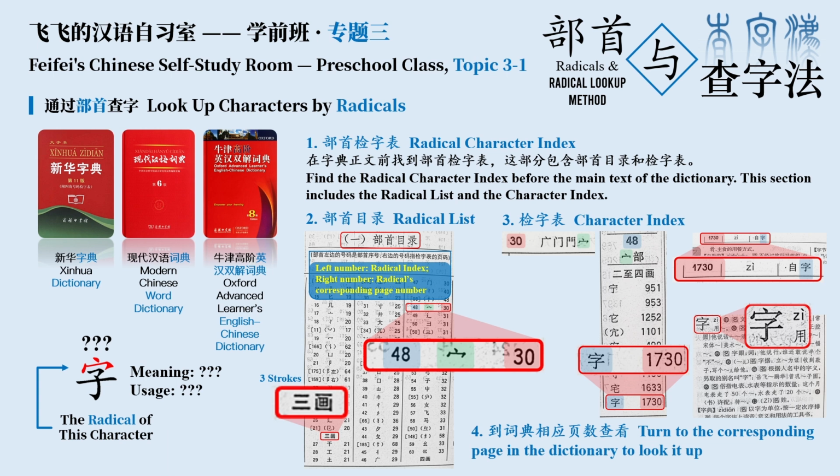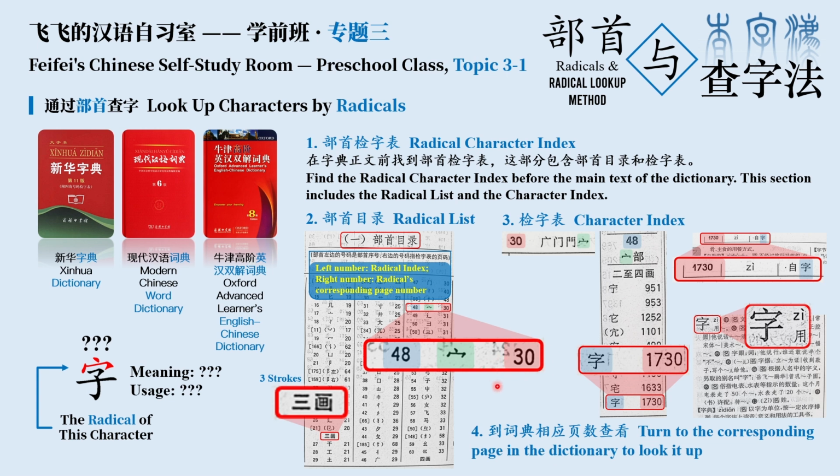After making this basic judgment, first, we find the radical character index before the main text of the dictionary. This section includes the radical list and the character index. Step 2. Locate radicals with 3 strokes in the radical list, here. And find the 宝盖头 radical, here. Upon checking, the serial number of this radical is 48, and its page number in the character index part is page 30.